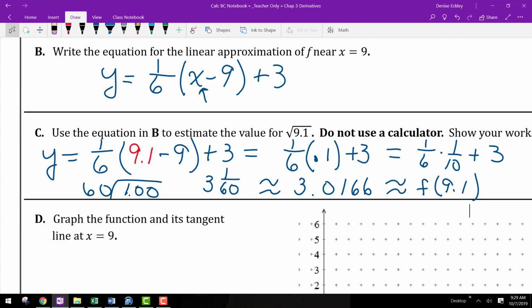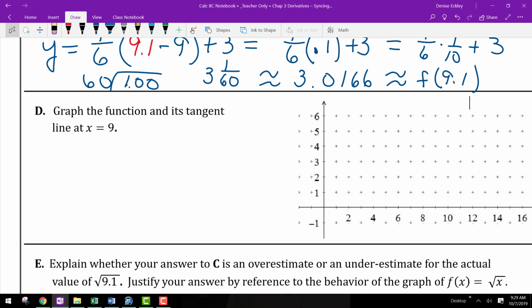So now let's graph the function and its tangent line and see what this looks like. And again, like in other videos, I'm going to try my best to get my tangent line to be exactly where I want it, but I can't really lay a ruler down. So my square root function looks like this. At 0, I'm at 0. At 1, I'm at 1. At 4, I'm at 2. At 9, I'm at 3. And at 16, I am at 4. So I can draw a nice curve here.